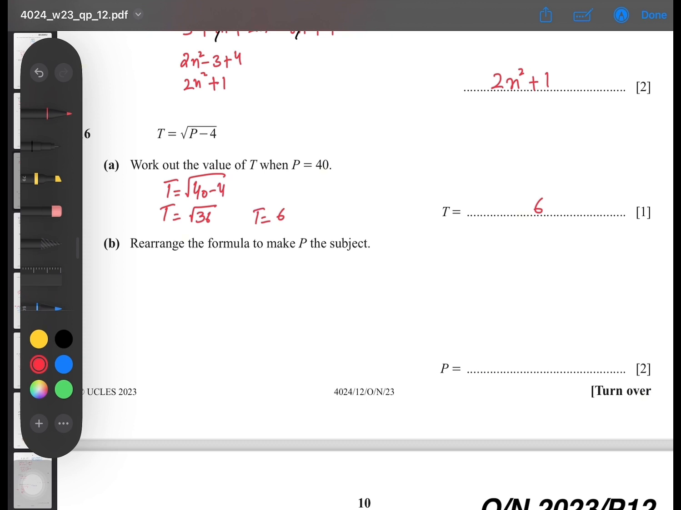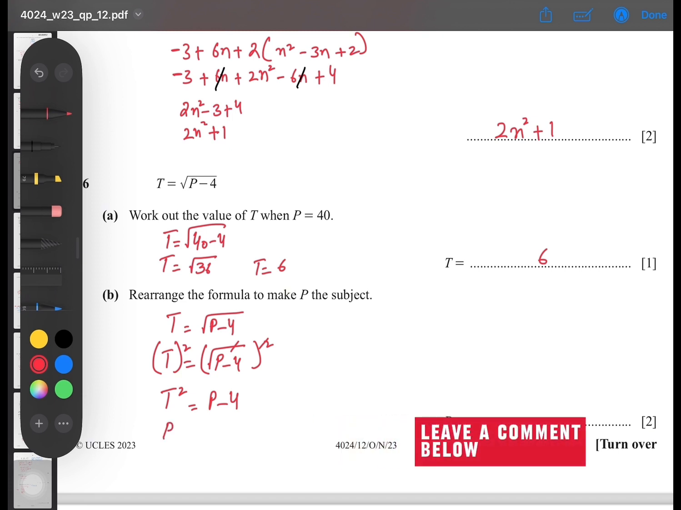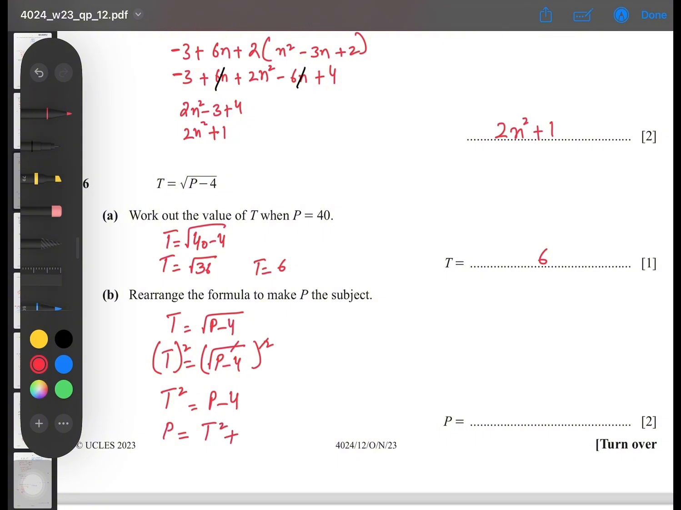Part B. Rearrange the formula to make p the subject. So t is equal to under root p minus 4. First of all, I will remove the square root. To remove the square root, I will take square on both sides. This will be t square is equal to, square will cancel out with square root, so this will be p minus 4. To separate p, I'll get p is equal to t square plus 4. So the answer is t square plus 4.